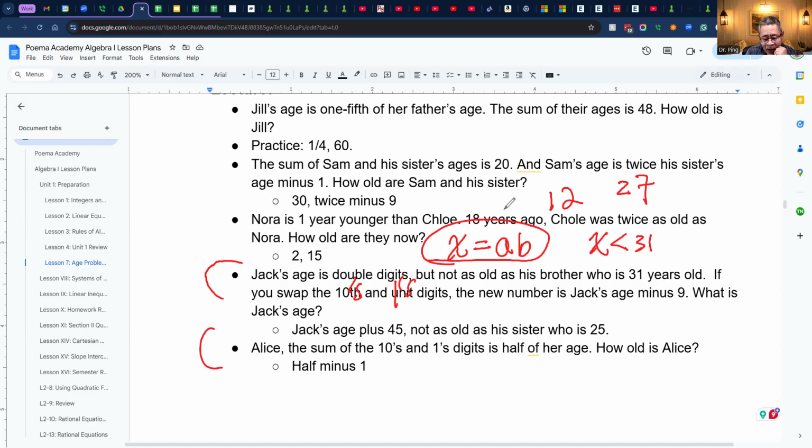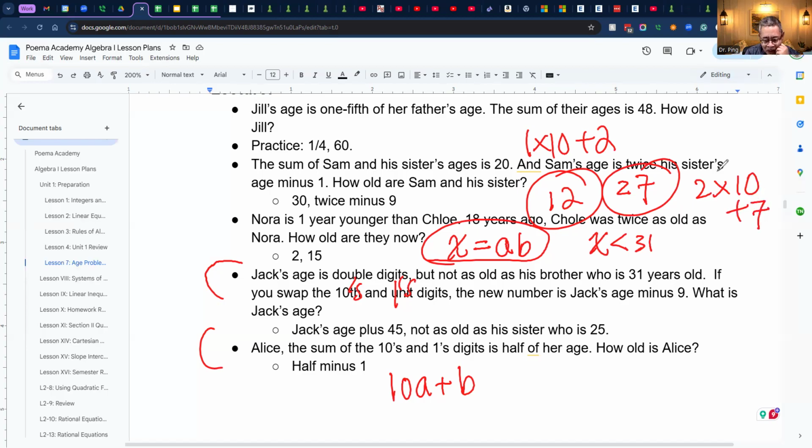Because I have two digits, the value of this will be 10 times a plus b. That's because of base 10. Like here, 12 actually is 1 times 10 plus 2. 27 is 2 times 10 plus 7. So that's his age, the value of x. And the new number, we swap it, becomes b and a. So the value of that is 10b plus a. So this is a new number. This is Jack's age. I said that new number is Jack's age minus 9.